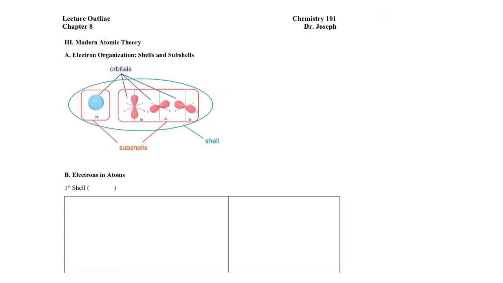So there's a little bit of terminology that we're going to start using quite a bit, so we need to make sure we're all on the same page as far as that terminology. We're going to be using the words shell, subshells, and orbitals quite a bit for the rest of this lesson. So let's talk about what those words mean.